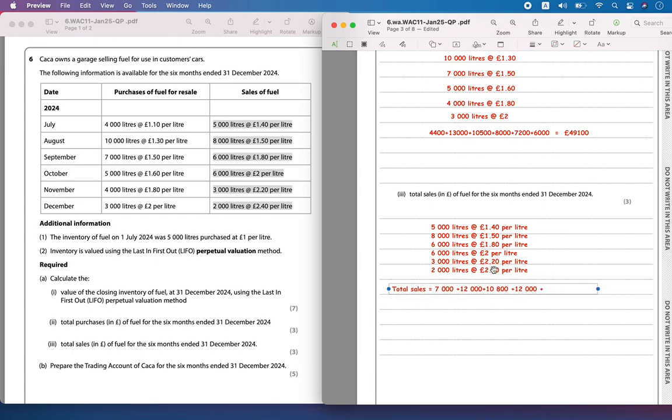6,000 times 2, which is 12,000, plus 3,000 times 2.20, which is 6,600, plus 2,000 times 2.4, which is 4,800. So when you add up all of this, the total sales becomes 53,200 pounds. So that's the total sales.